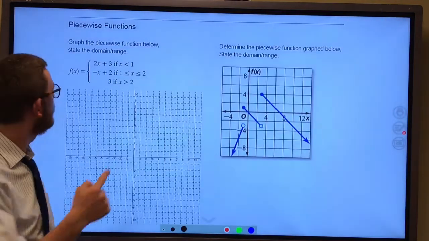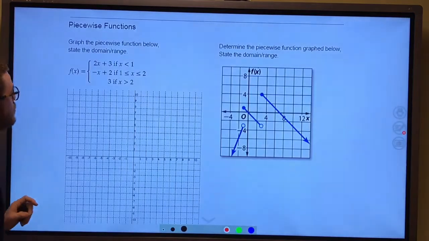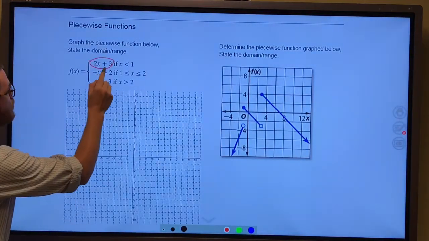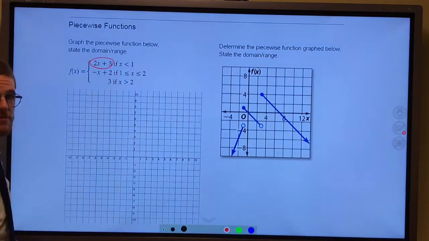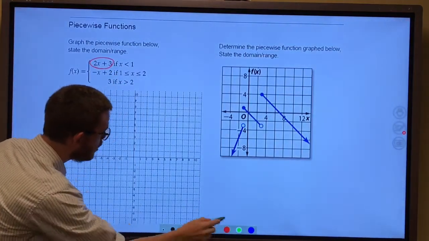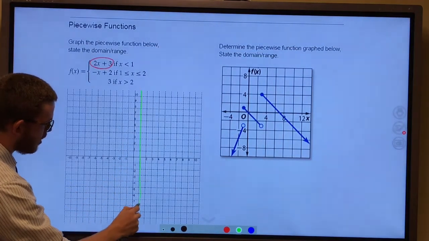We're going to take a look at graphing a piecewise function first. Here, take a look at this function. I'm going to graph this first one in red. And notice this only occurs when our x values are less than 1. So I'm going to draw an imaginary green line right here.